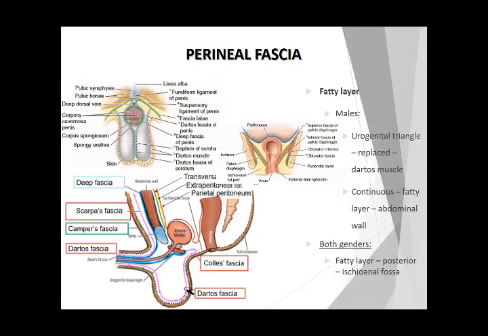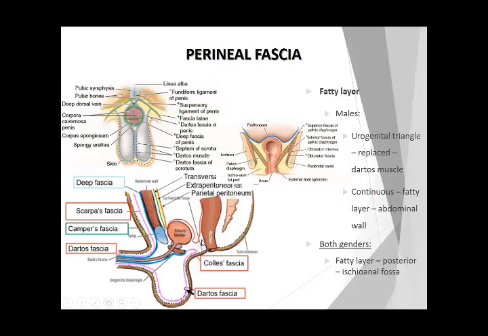Okay, so if you follow that yellow line, this dartus muscle covers the scrotum and then it continues into the urethra, into the penis. In both the genders, the fatty layer, this is the rectum, anal canal, anal opening.